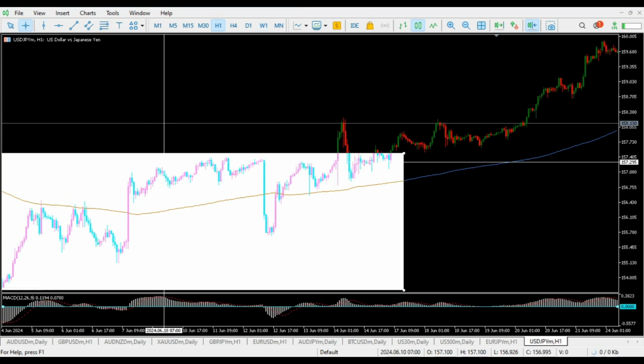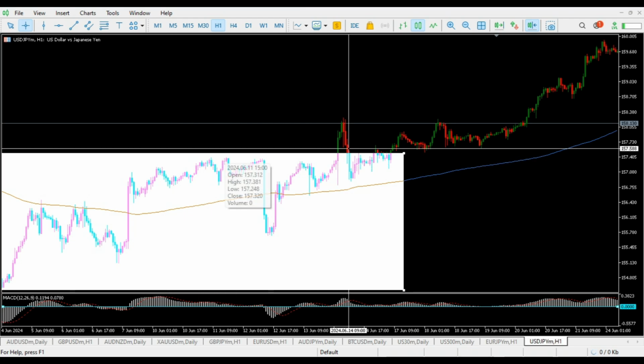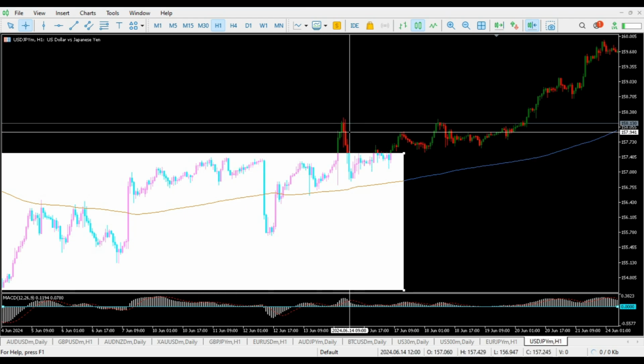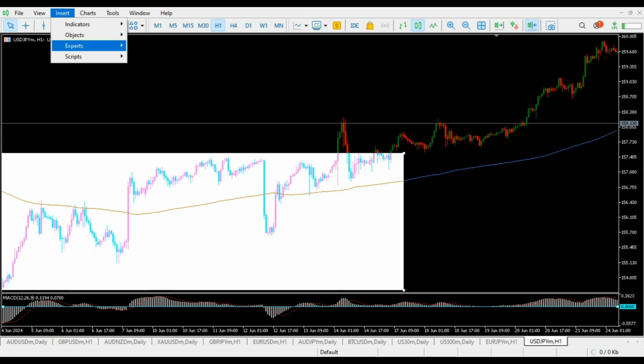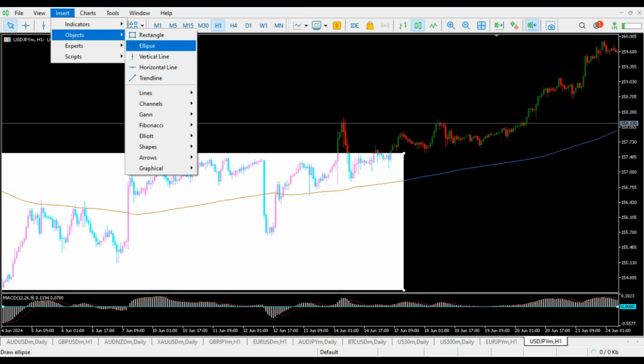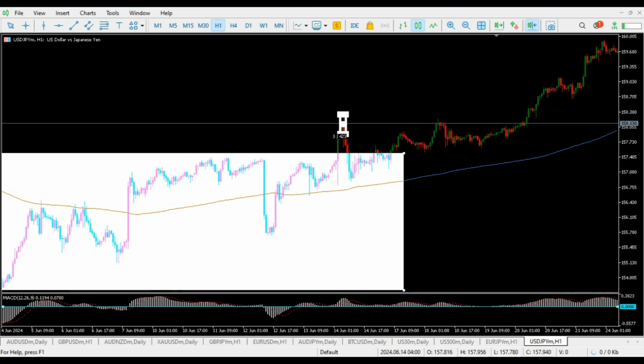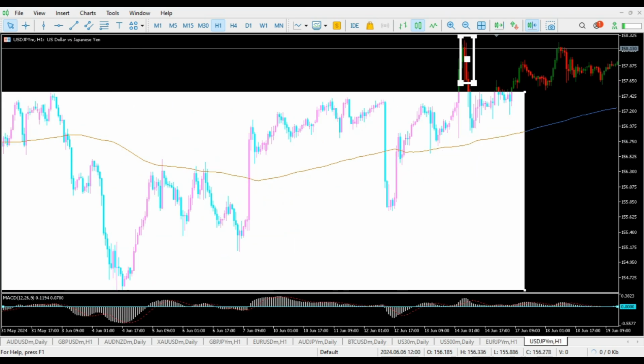Bounce off, bounce 1, bounce 2. This was a poor rejection. This was a fake breakout here. This was a fake breakout. This was a fake breakout over there, and that's what we need to eliminate.